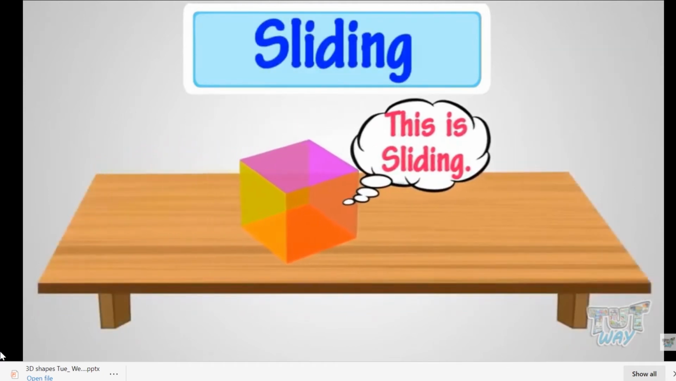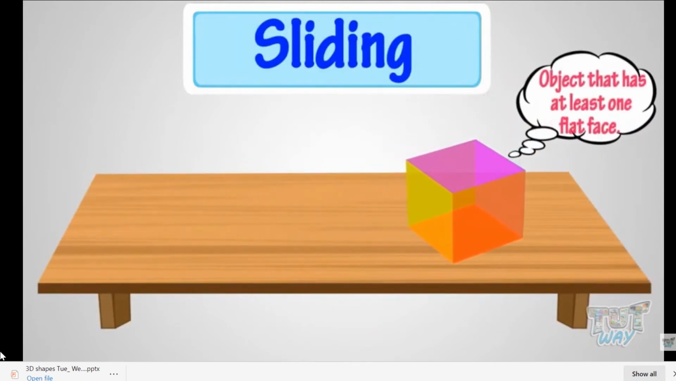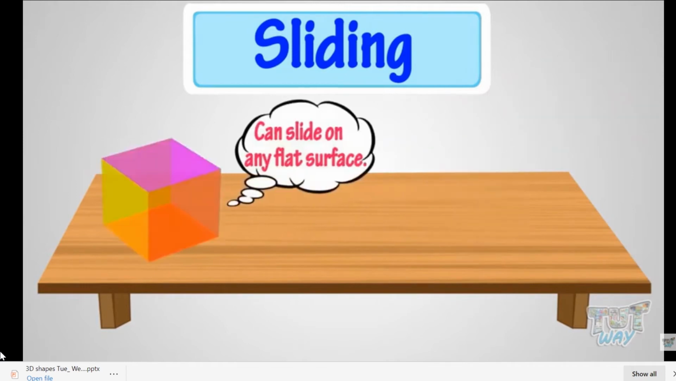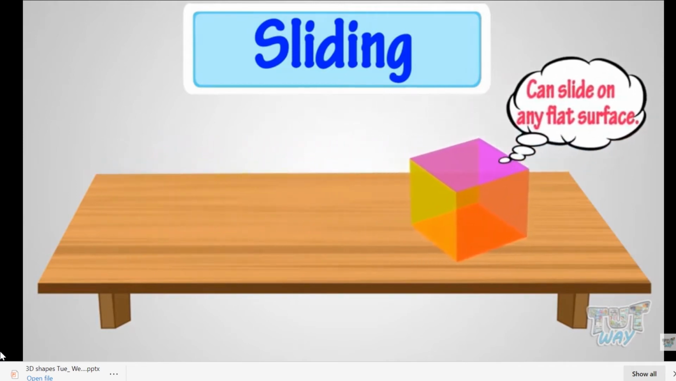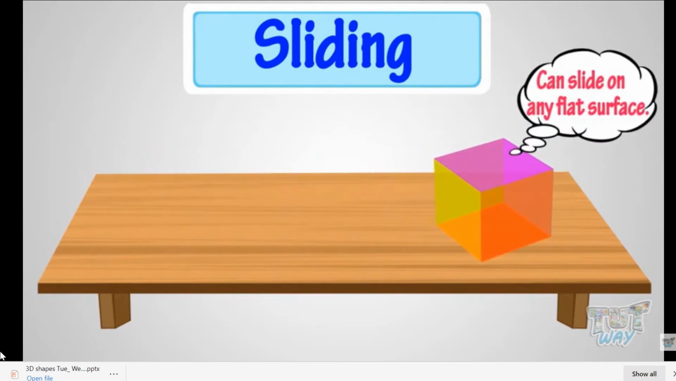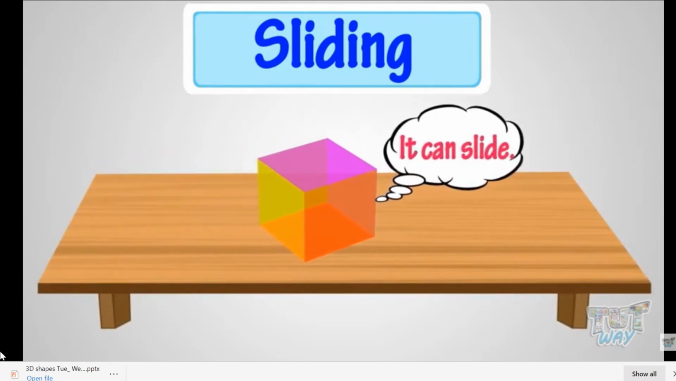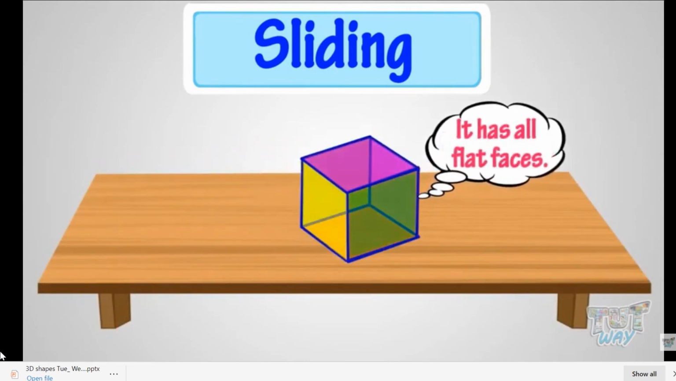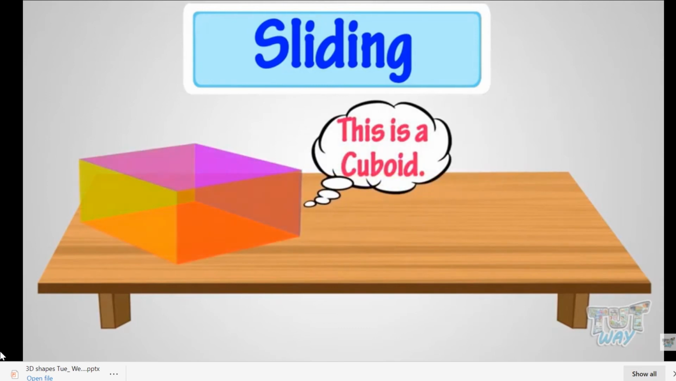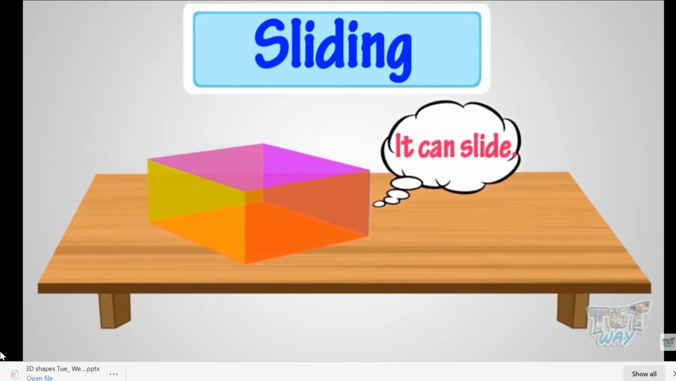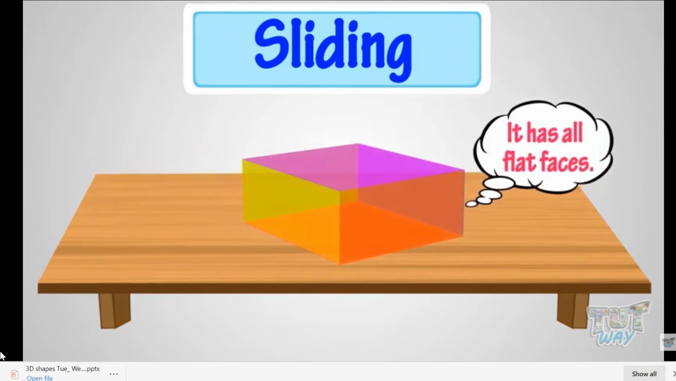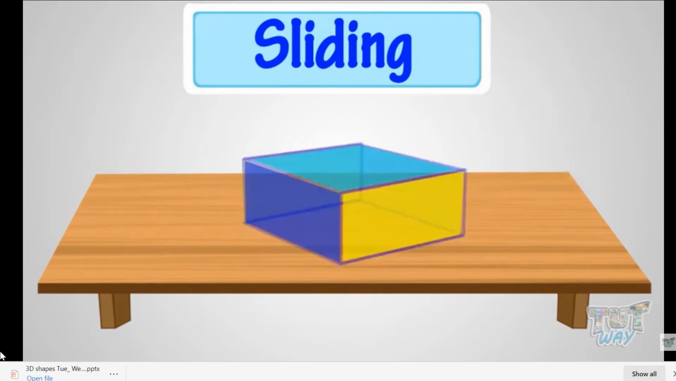Next, what is sliding? This is sliding. Do you understand? An object that has at least one flat face can slide. Alright? So, if you can see that the object or the shape has one or any flat surfaces, then it can slide. For example, a cube. It can slide. It has all flat faces. Next, a cuboid, right? It can slide. It has all flat faces.